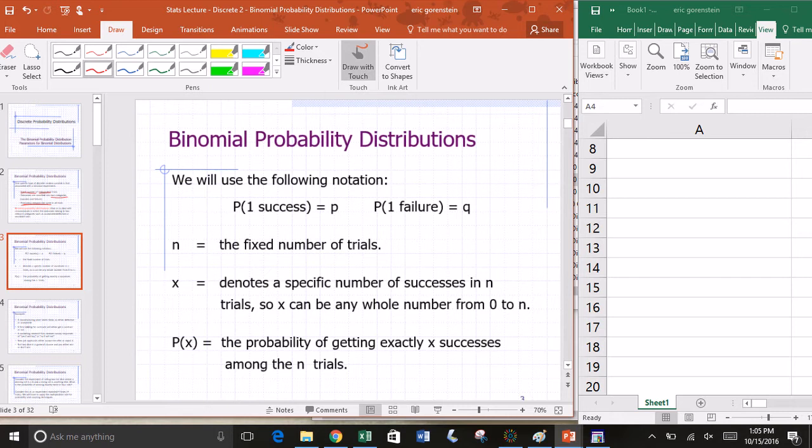Notation-wise, we're going to use lowercase p for the probability of one single success, and lowercase q for the probability of one failure. N is basically the sample size, or the number of trials. X is going to be the number of successes that we're looking for. So for example, if you're looking for the probability of 4 successes out of 10 trials, then X would be 4 and N would be 10. And again, P of X is the notation we're always using for probability.